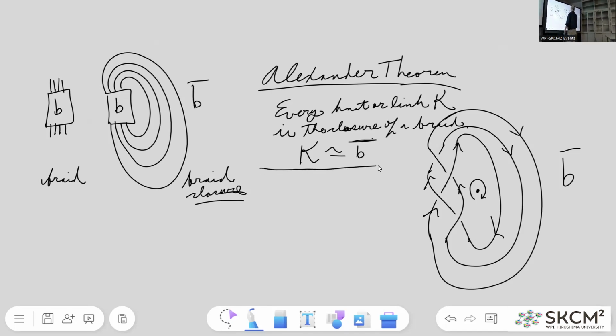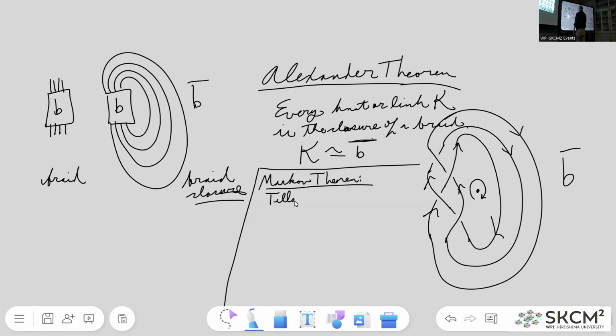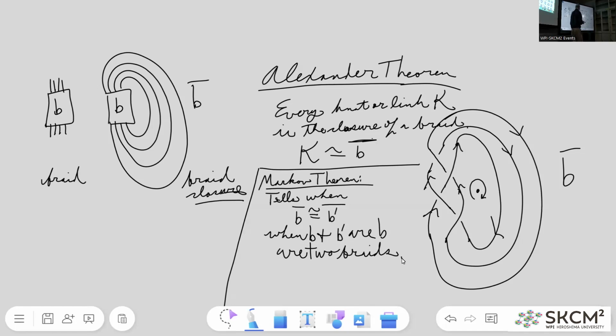And then there's another theorem, which came a little later, which is Markov's theorem. The Markov theorem tells us when B bar equals B prime bar, when B and B prime are equivalent as knots, when B and B prime are two braids. Now that would be good to know, wouldn't it? Because then you could do a theory of knots based on braids. You would say, I only study braids, and I have a certain method of telling when two braids will give me the same knot. Would be good to know.